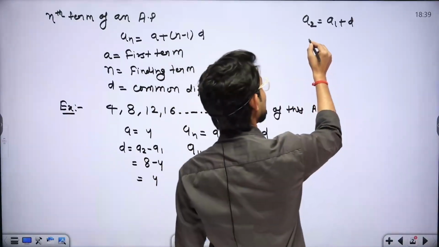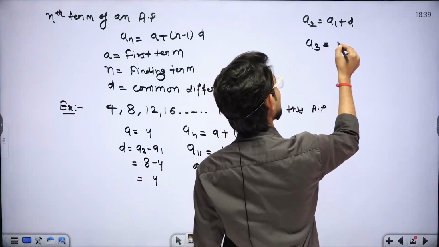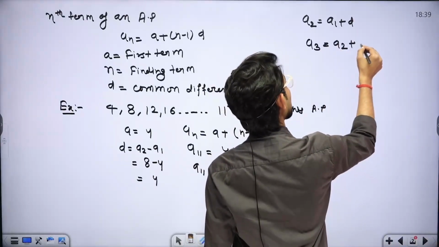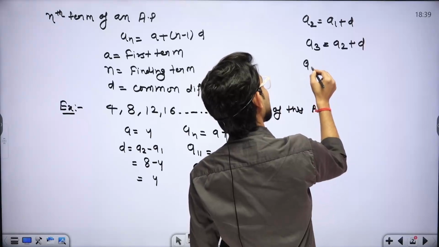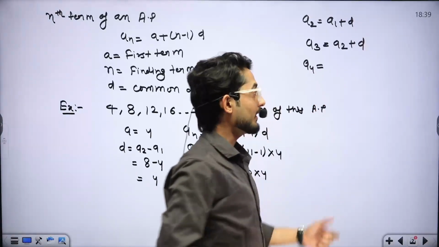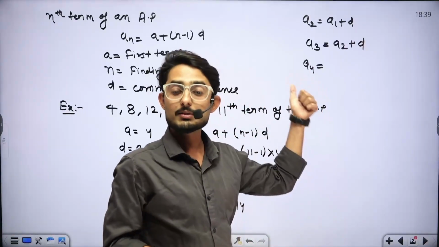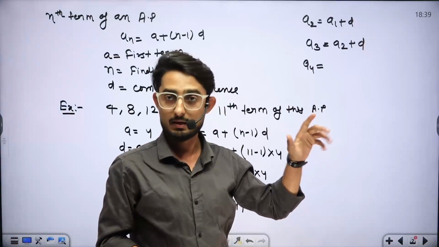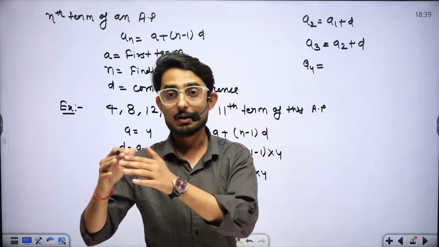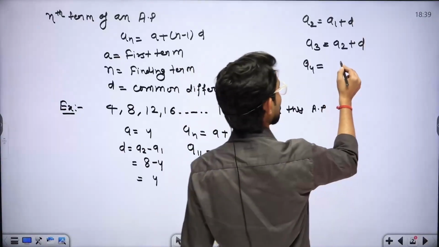And if you want to find a3, how can you find a3? a2 plus d. If you want to find a4, how can you find a4? To find a4, you will take the preceding term. So the preceding term of a4 is a3. Okay. Now we will add the common difference to that. It means a4 equal to a3 plus d.